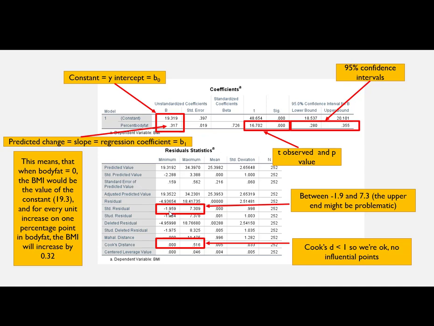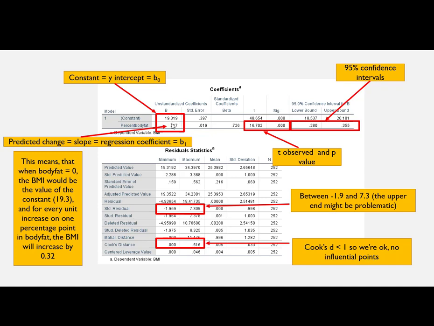You can see that the standardized residual is between -2 essentially and 7, right? So the upper end might be somewhat problematic. But then we look at our Cook's and we're between 0 and 0.5. So we're less than 1, so we're okay, no influential points.